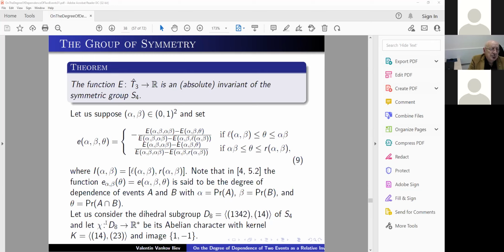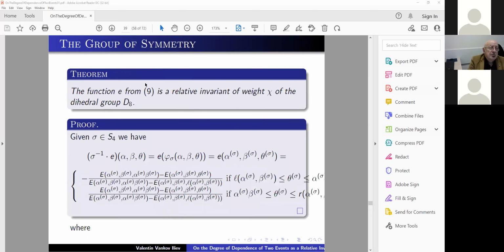And we denote by chi the abelian character of D8 with kernel the group of order 4 generated by these two transpositions, (1 4) and (2 3). It has image 1 and minus 1. And then the theorem says that the function E from the previous formula is a relative invariant of weight chi of the dihedral group D8.